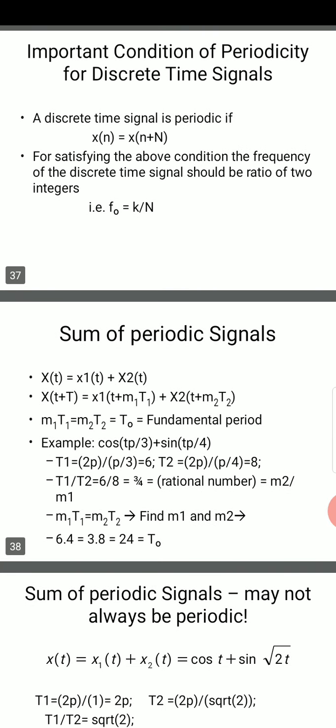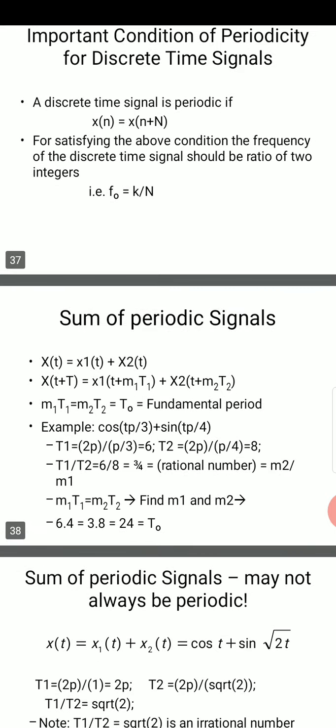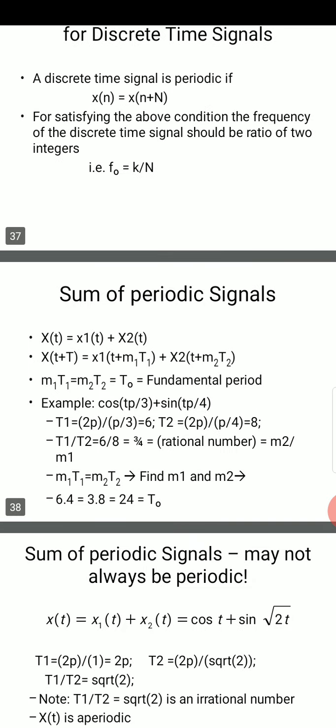So we can take the LCM of these values, where T1 by T2 is 3 by 4, a rational number. This is a rational number, so we find m1 T1 and m2 T2; the value is 24. This is a periodic signal.